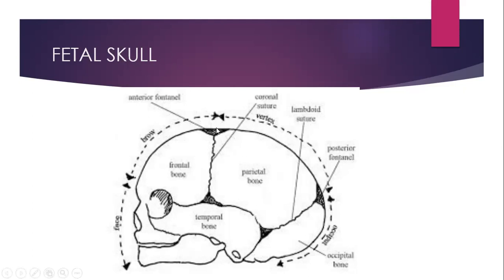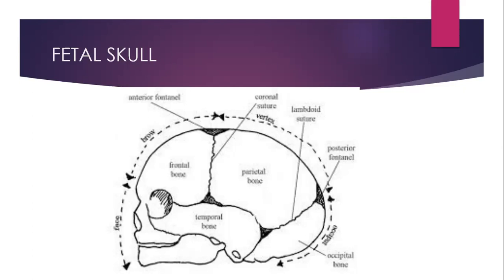Anterior fontanelle is diamond in shape and it closes at 1.5 years or 18 months. And the posterior fontanelle is triangle in shape and it closes at 1.5 months. Okay, next is the transverse fontanelle. Sorry, sagittal fontanelle, which we don't have.